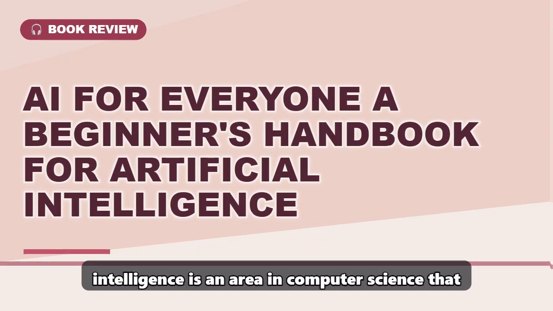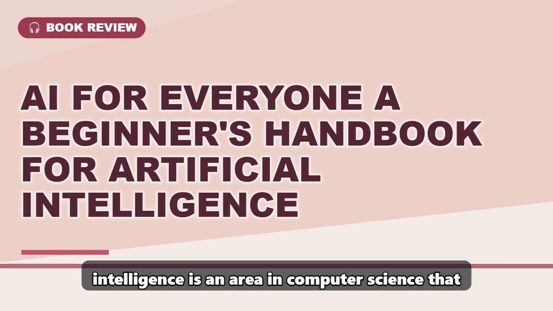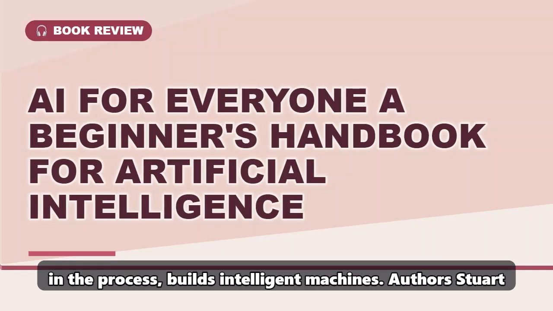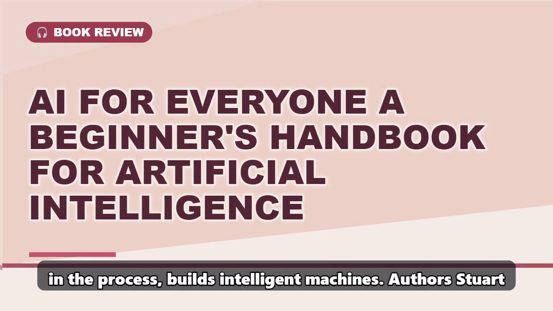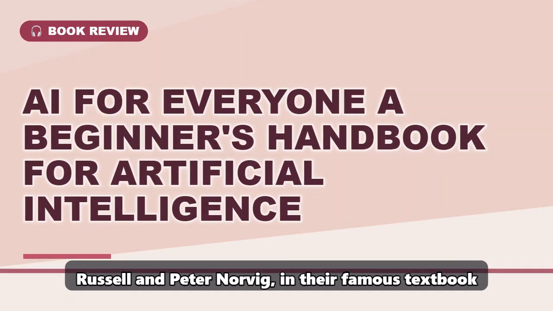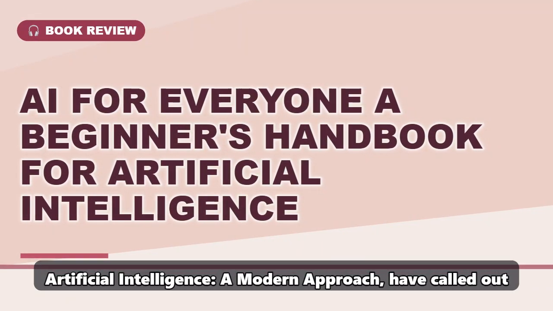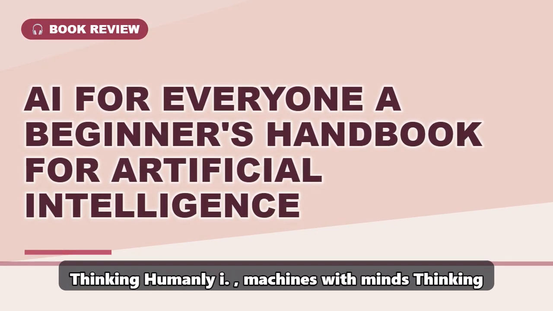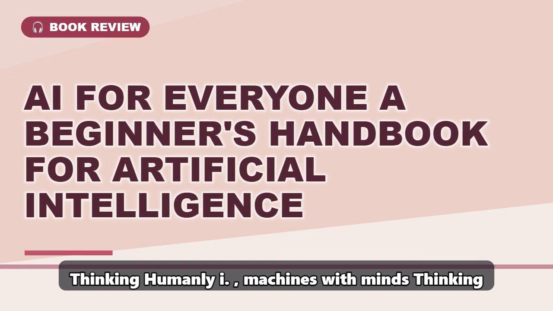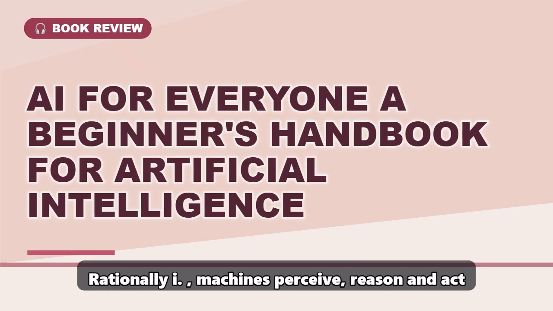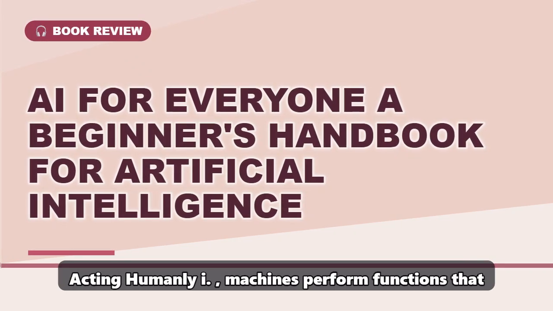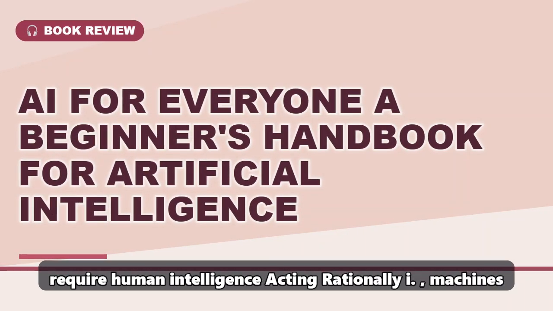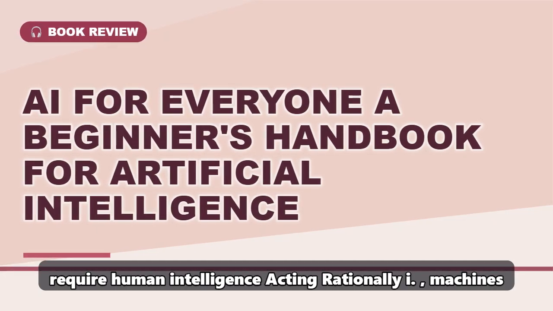Artificial intelligence is an area in computer science that tries to replicate human intelligence into machines and, in the process, builds intelligent machines. Authors Stuart Russell and Peter Norvig, in their famous textbook Artificial Intelligence: A Modern Approach, have called out 4 approaches that have been followed in AI: thinking humanly, machines with minds; thinking rationally, machines perceive, reason and act; acting humanly, machines perform functions that require human intelligence; acting rationally, machines act autonomously to achieve the best possible outcome.